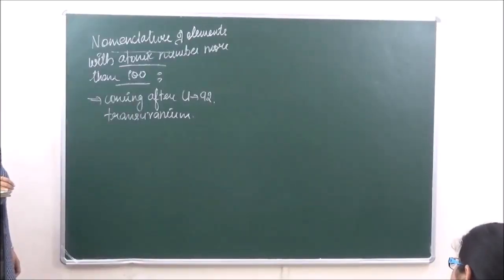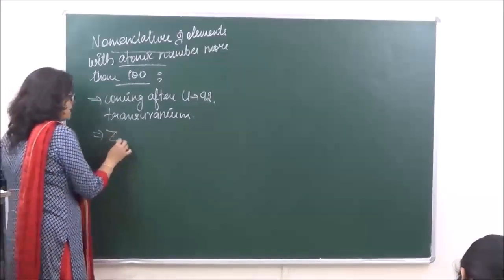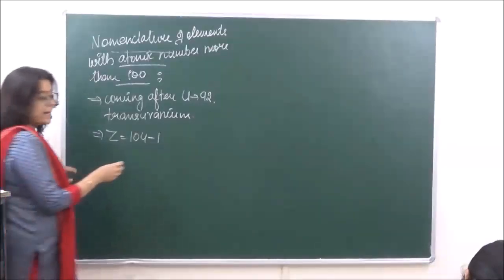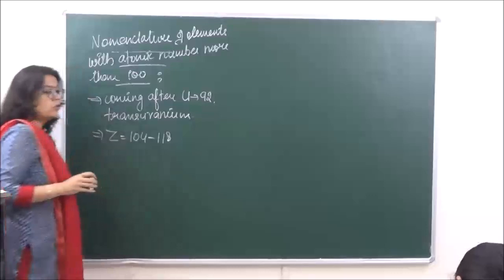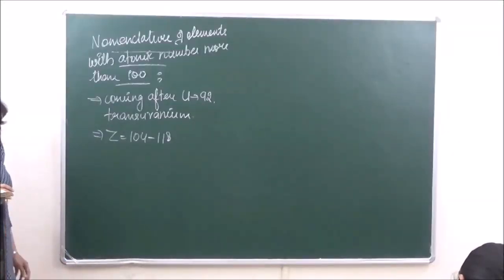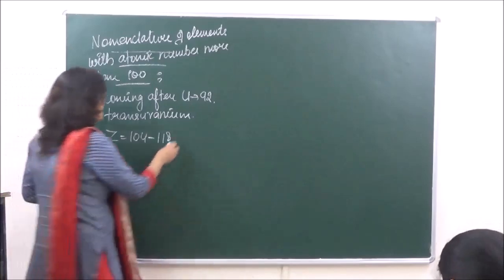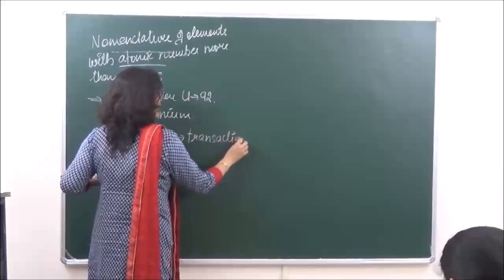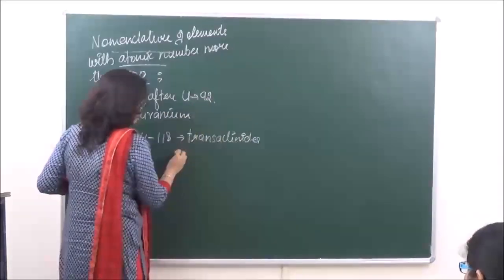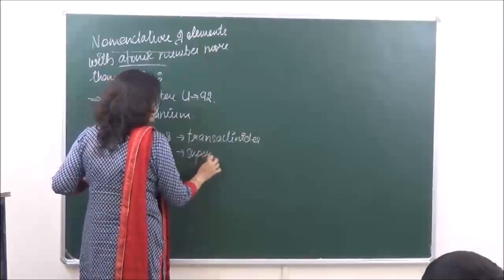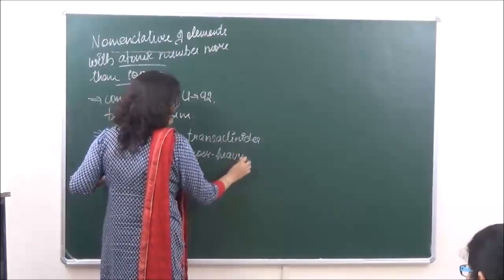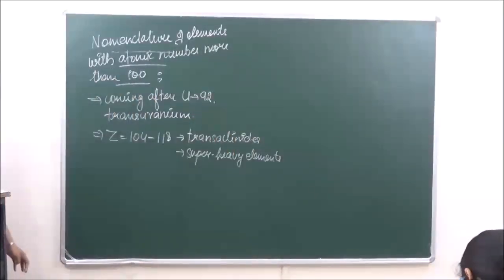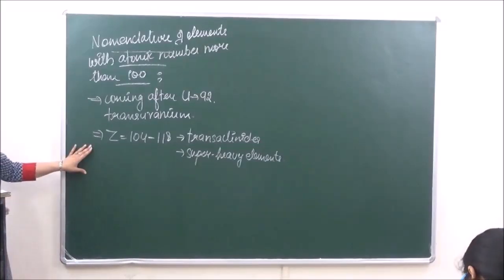Then the elements with Z equal to 104 to 118, all those elements with atomic number 104 to 118, are known as transactinides. They are also known as super heavy elements. All these elements are man-made.